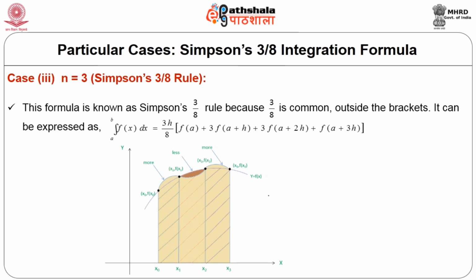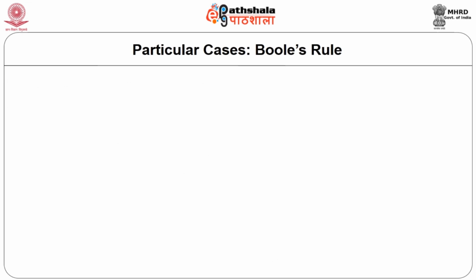And we can have a look at the graph, again the same graph, but now the divisions are 3 subintervals, and you can look at the shaded region and the error region, which is quite small.